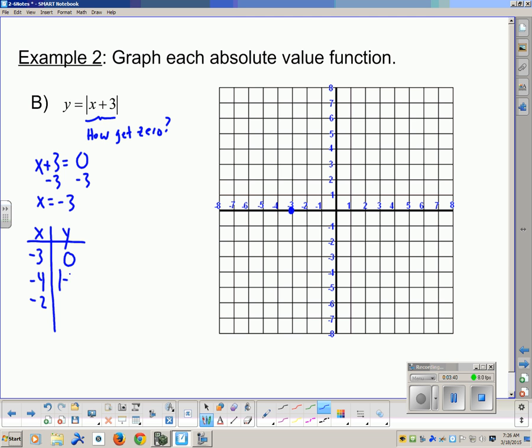So I've got -4 plus 3, which is -1. Absolute value of -1 is 1. People like to think that when you put something into an absolute value, it always comes out positive. -2 plus 3 is 1. Absolute value of 1 is 1. So (-4, 1) and (-2, 1). And then you can connect those points.